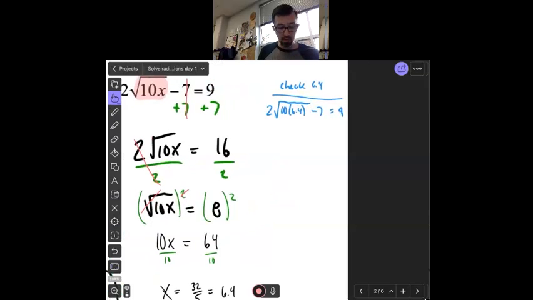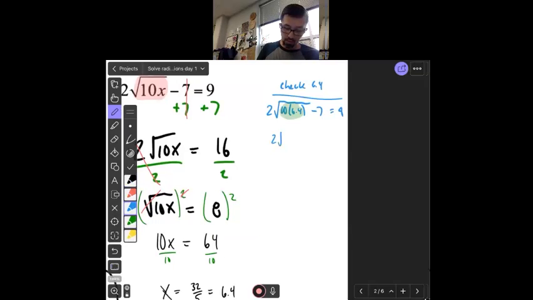Now again, where do I start? We look under that radical, see what's there to do, right? We should do this multiplication here first. That'd be 2 times 10 times 6.4. Just move that decimal again. It'd be 64. And then I want to evaluate this. All right, what's the square root of 64? You should just know that. 2 times 8, which would be 16, minus 7, which would be 9.